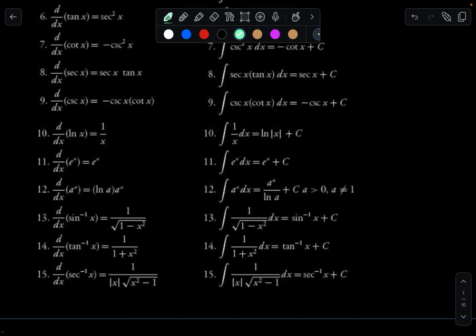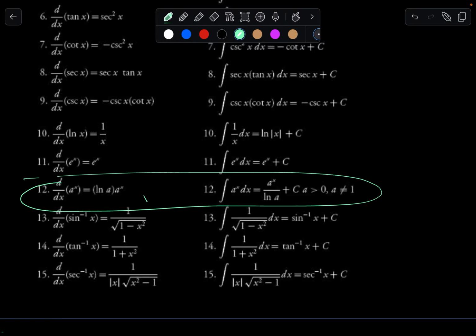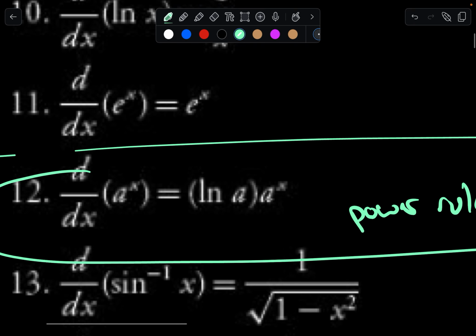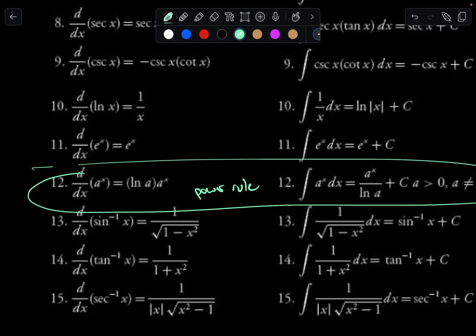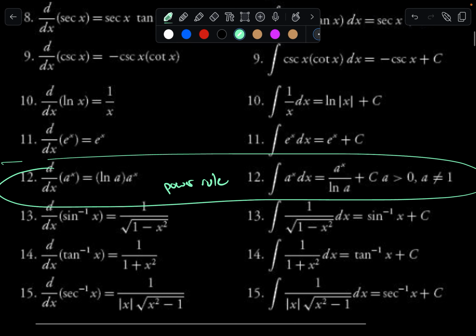Okay. One that we did not talk about a lot was number 12. If you just think of the power rule, it's when you're integrating an expression where the base is not a variable, it is a constant. So to differentiate that, you end up multiplying that same expression with the natural log of that constant, which would be natural log of a times a to the power of x. So for the differentiation, you're multiplying by natural log of a. For integration, just think of the power rule again. Instead of multiplying with that power, you divide. So you will divide that same expression by natural log of a.